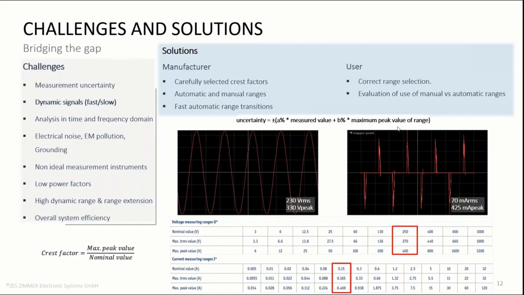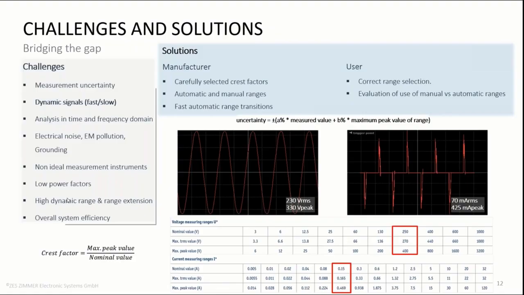So even if the RMS current of 70 milliamps could be theoretically covered by the 80 milliamp range, one step down, we wouldn't be able to use it because our signal would be clipped at the maximum value of the range, the 224 milliamps, and thus we would get a very high error. This is the reason that we need to step up a range, which has a crest factor here of around 3.